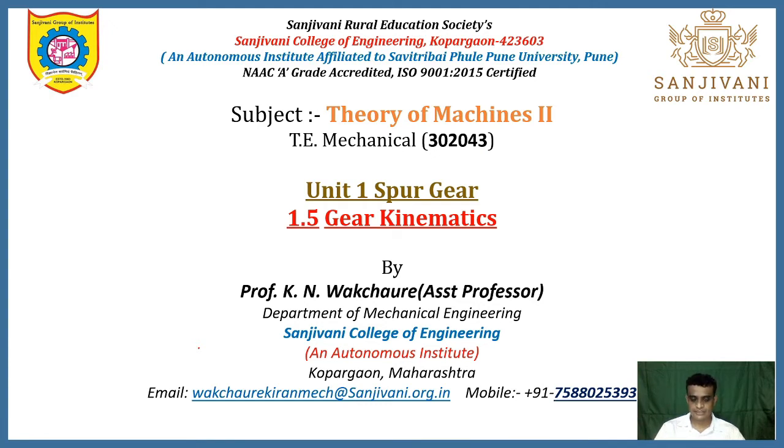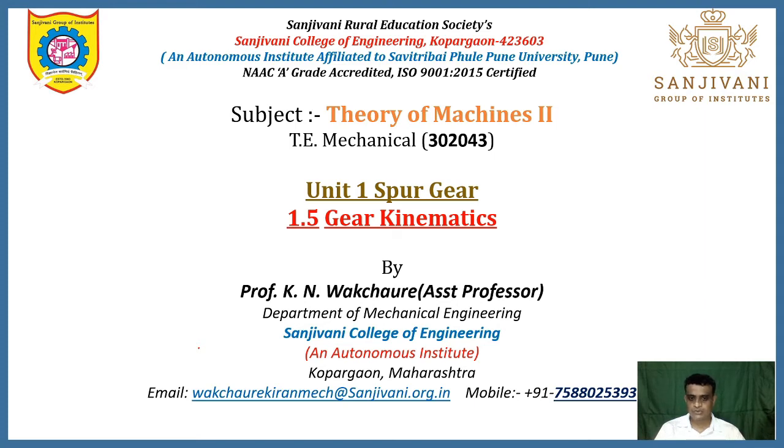In unit number 1, which is the spur gear, we are going to study gear kinematics. In gear kinematics, we are going to study how the contact between two mating teeth gets started, how the contact between two mating teeth ends, and the total distance traveled by the point from the start of contact to the end of contact, which is called the path of contact. We are going to derive the expression for this path of contact. Again, arc of contact and the contact ratio.